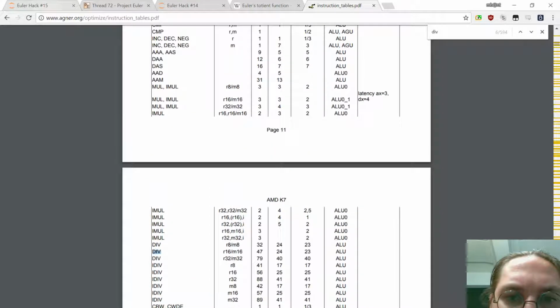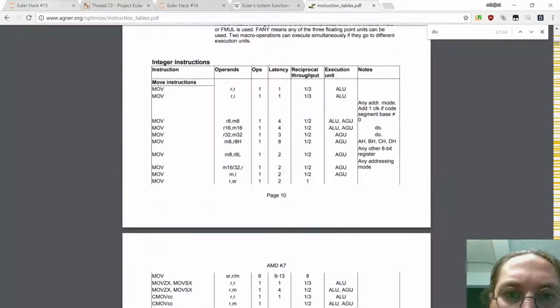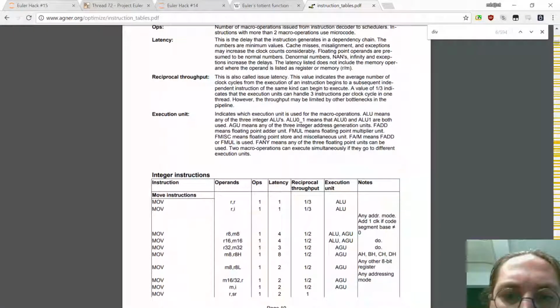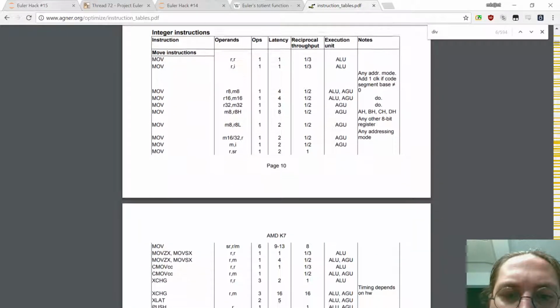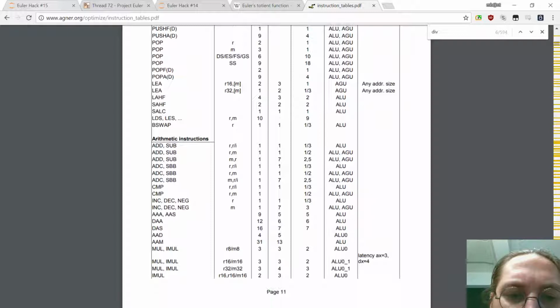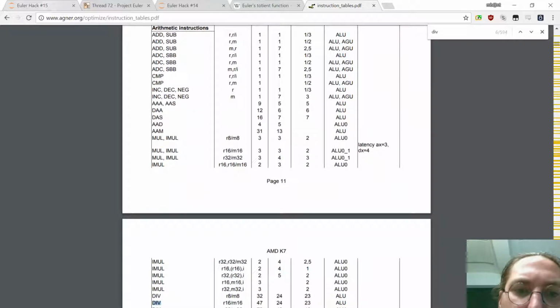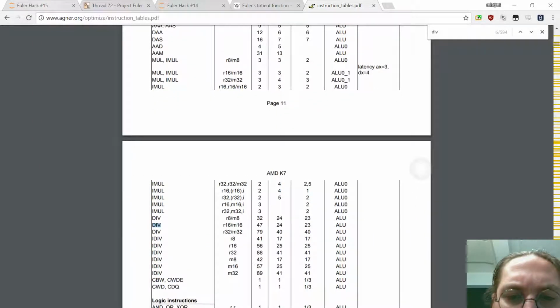Yeah. But in those days the division was slower than the multiplication. So ops, latency, throughput. Where is mul? Here. Mul and imul: three cycles. Well, but throughput is 3 and div is 40. Oh, that's slow. That cannot be.